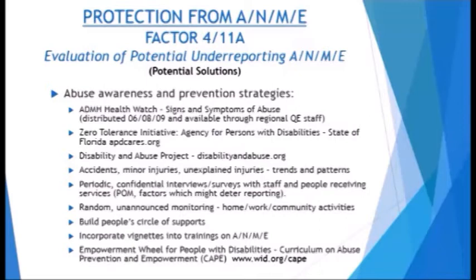Thing to keep in mind is looking at accidents and minor injuries, unexplained injuries, as considering initial interviews and surveys with staff and people receiving services. Concerns through the personal factors which might deter them from reporting. Retaliation is this: if they do report, there will be situations where they will be able to give information candidly and not fear any kind of retaliation.